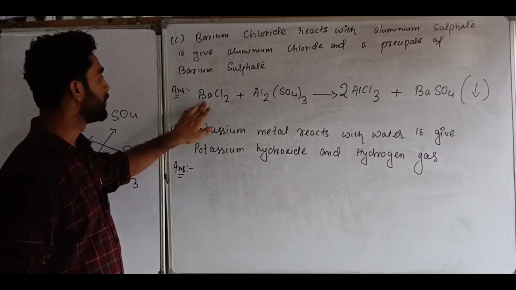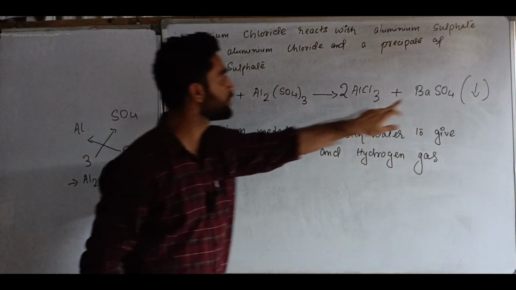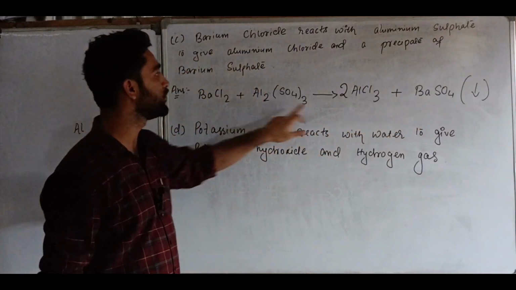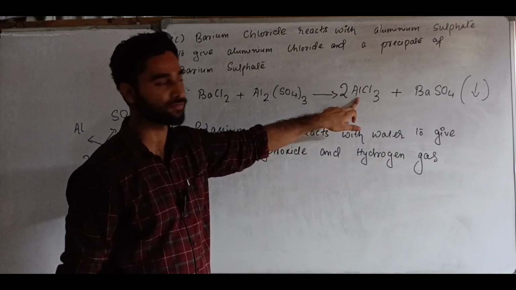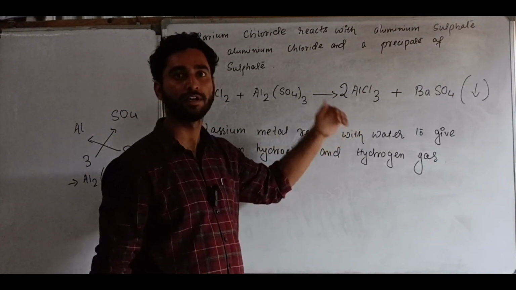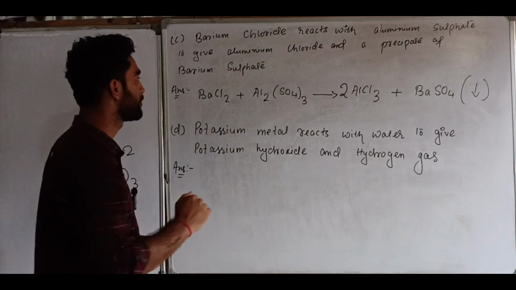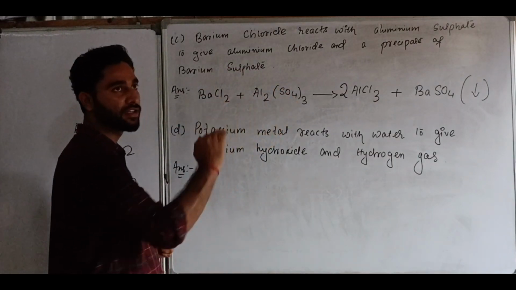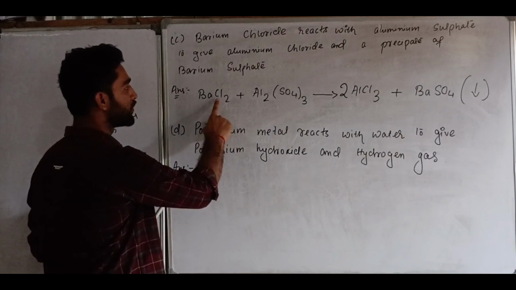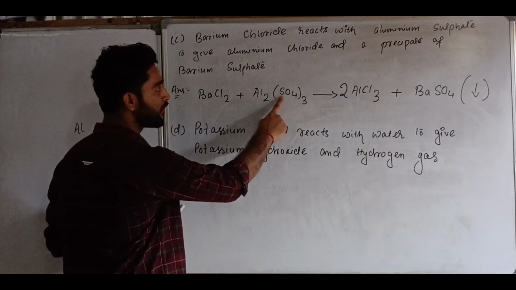Now see, the metal became balanced. Barium 1, barium 1. Aluminum 2, aluminum 2. So the aluminum also became balanced. Now after the metal, next is the non-metal. So identify the non-metal other than oxygen and hydrogen. Here chlorine is the non-metal, and sulfur is the non-metal.